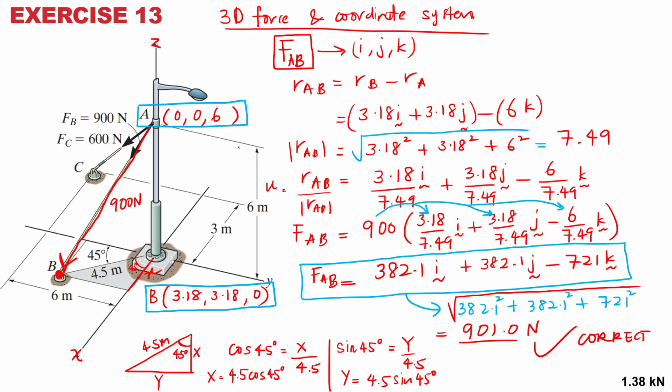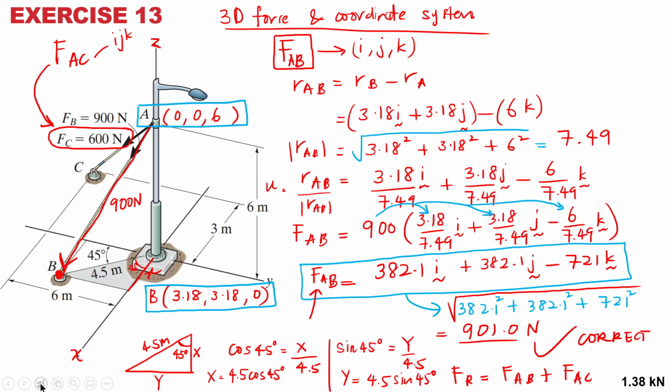So far we've done FAB first. This one done. We haven't done FAC. So continue doing FAC. Convert them into i, j, k. And then what do you do? Add them up together. Find the resultant, which is FAB plus FAC. Solve that one. You should get the final answer.